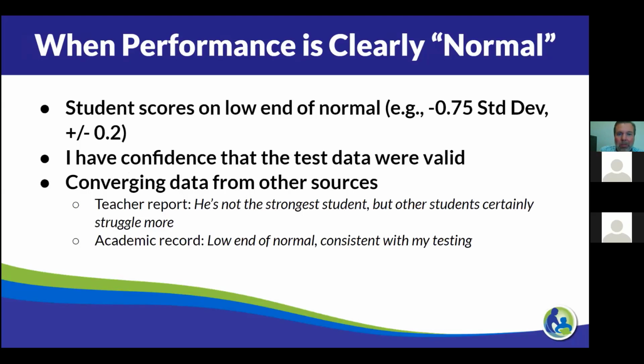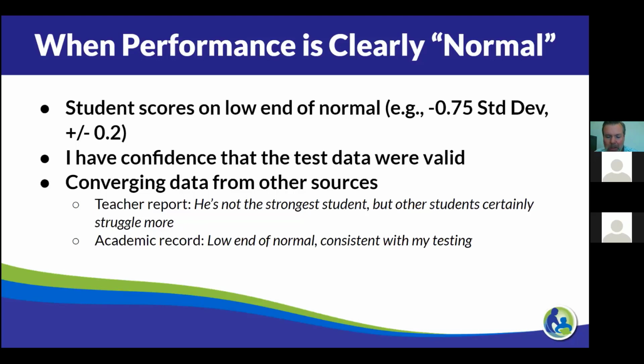So, a student may score on the low end of normal, maybe 0.75 standard deviations below the mean, give or take 0.2 based on the confidence interval. I have confidence the tests were valid, the data were valid. I'm starting my clinical decision process and saying this looks like a student who is not going to qualify for services. And importantly, I get that converging data from those other sources.